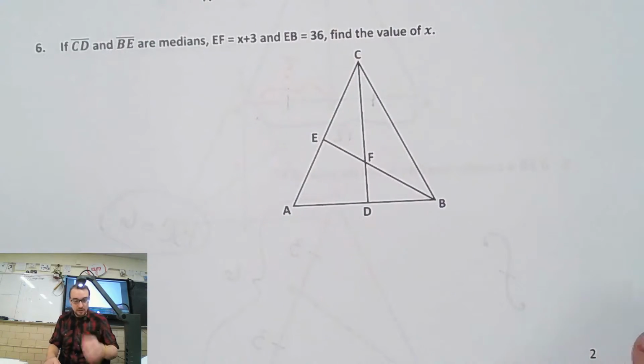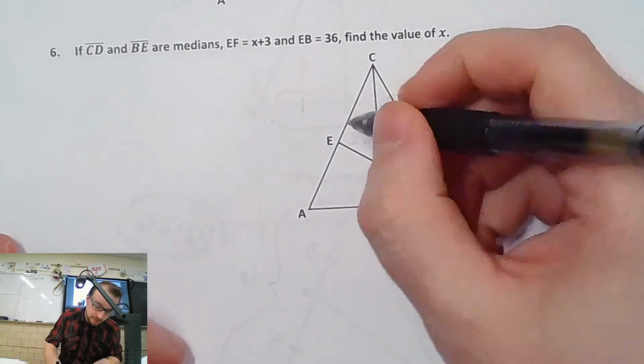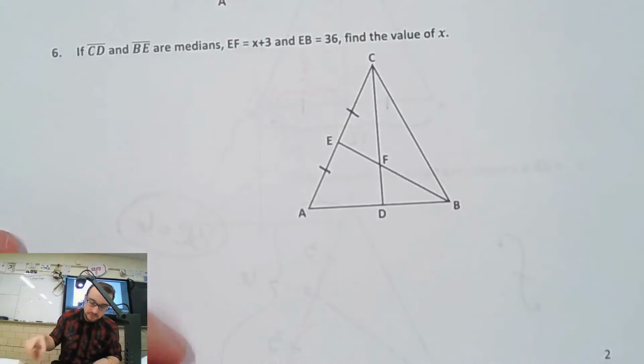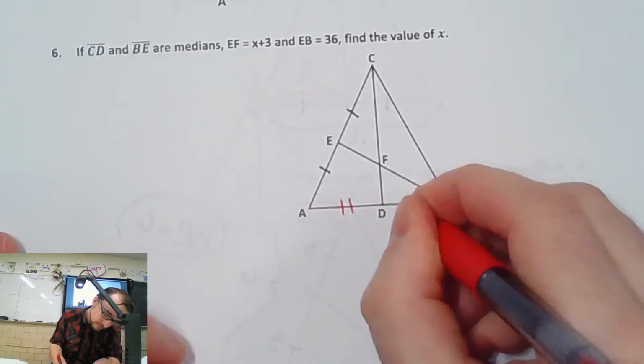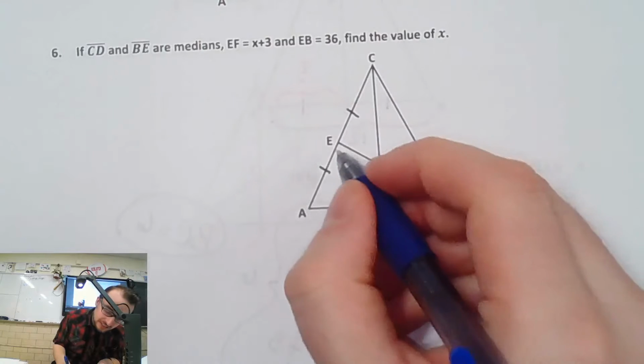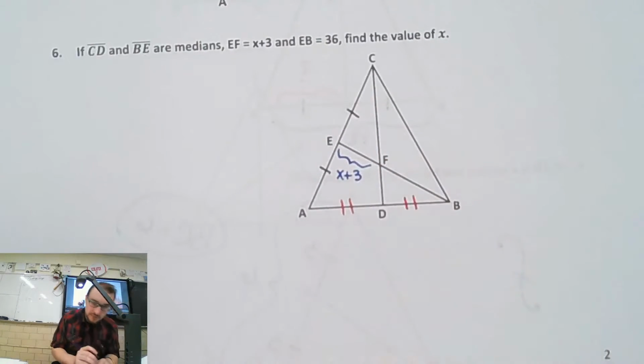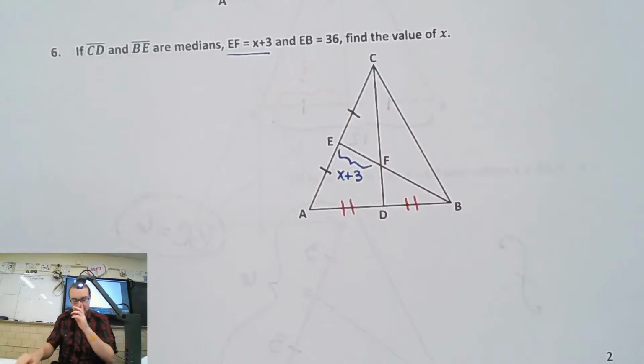All right, here we go. Next. Oh no, we're finding the value of x. CD and BE are medians. It tells you that EF is x plus 3. Looking good. And it tells you EB, well, that's 36.